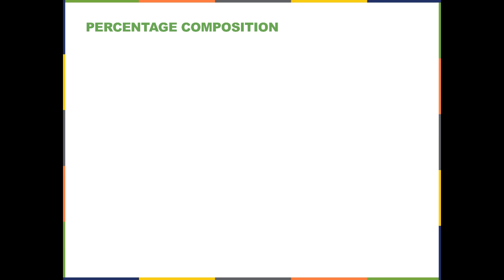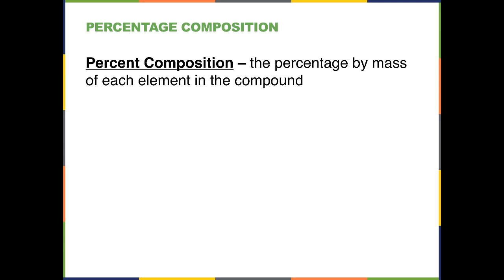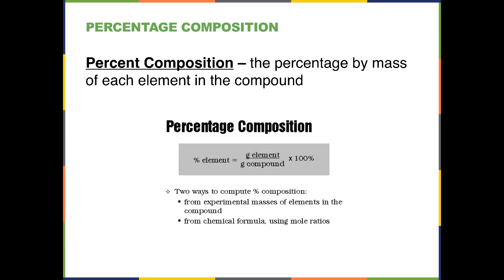Now we'll finish up by talking about percentage composition. The percentage composition is the percentage by mass of each element in a compound. The key word here is by mass. So the calculation of percentage composition is dependent upon the mass of each element that's in a compound. So the percent of any particular element is the grams of that element divided by the total grams in the compound times 100.